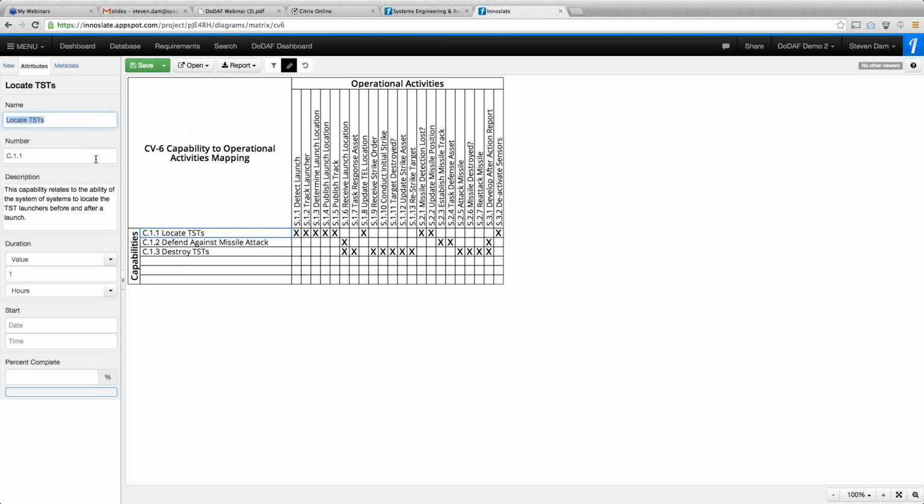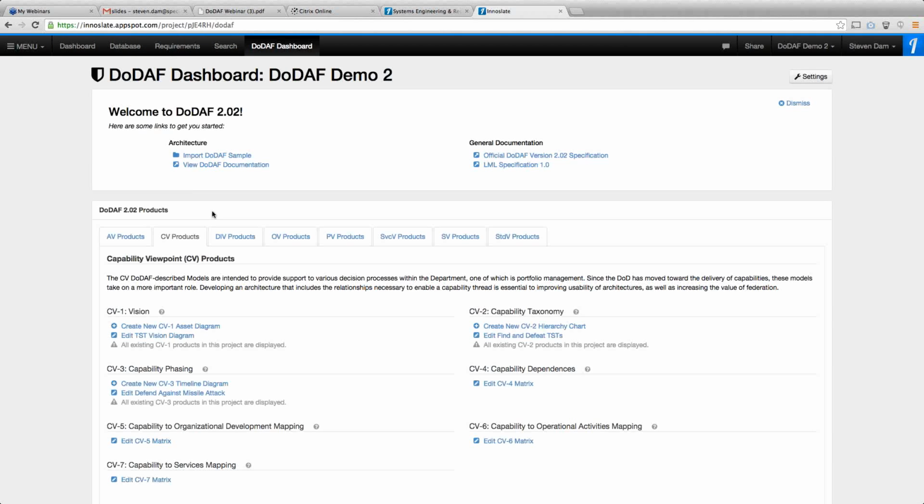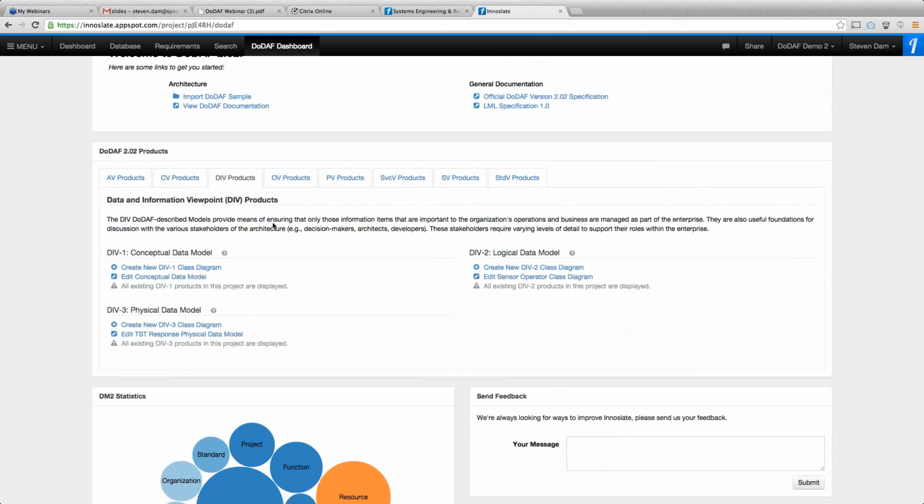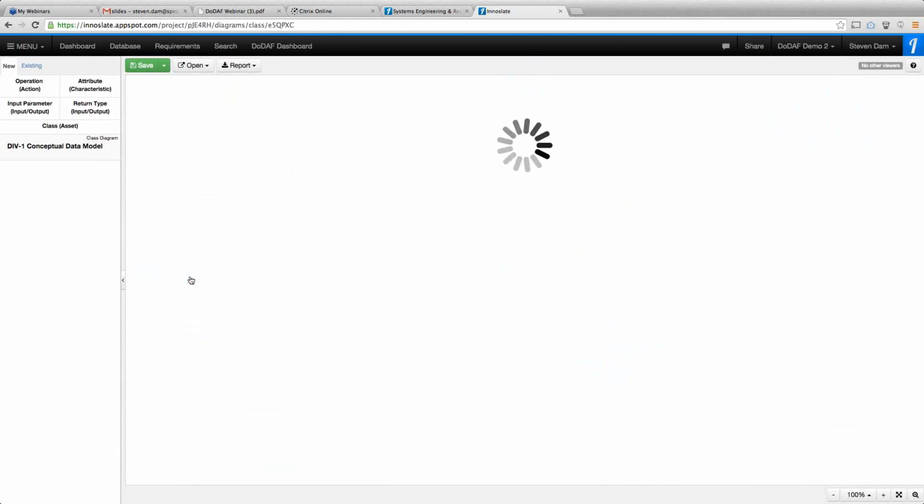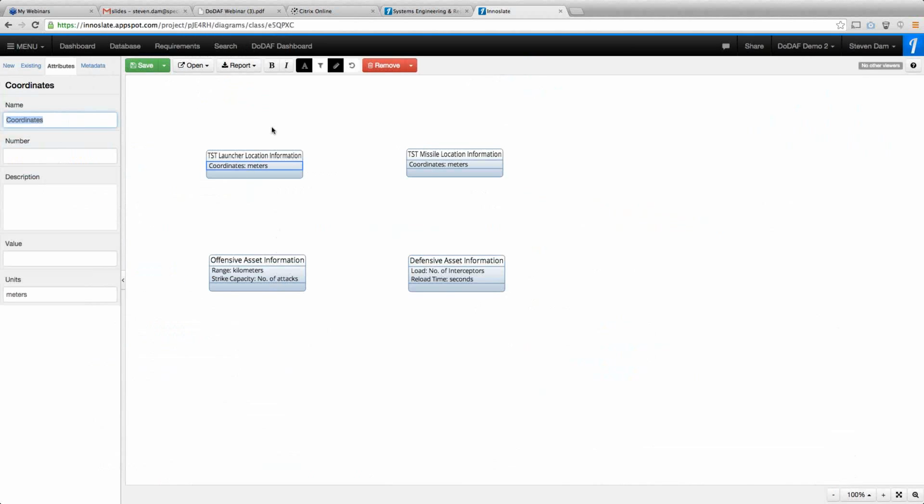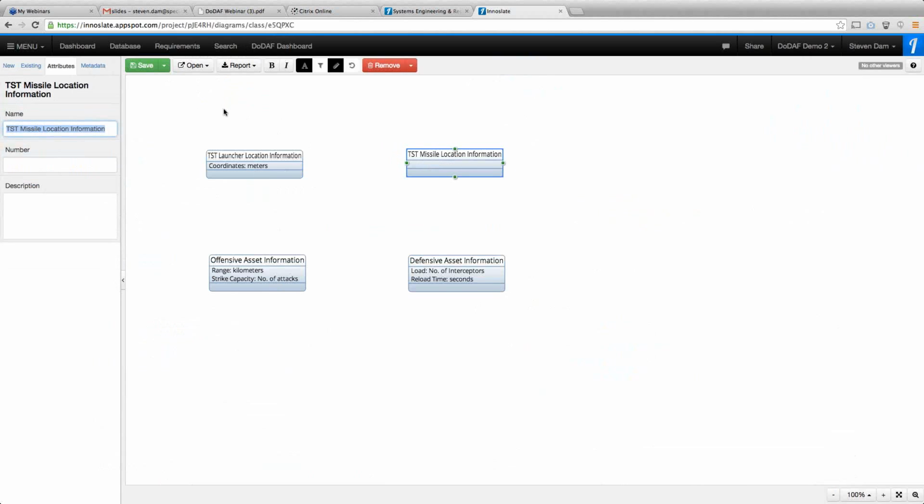Again, I have complete access to each of those entities. If I need to change them here, I can. Let's go back to my dashboard. So that's your capabilities overview in a nutshell. DIV products, we have different models associated with those. You can look at a data model, and this is actually the class diagram, an initial class diagram, and it shows you how you can work with that.